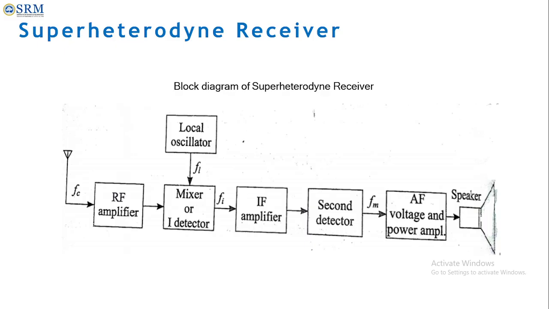It can be called a detector circuit, where it generates the sum and difference. That frequency is called the intermediate frequency, FI. It can generate the sum or difference, but we select only the difference frequency, FC minus FL, which is obtained using the tuned circuit and the IF amplifier. That is captured by the second detector, and the resulting signal is given to the voltage amplifier and captured by the speaker.